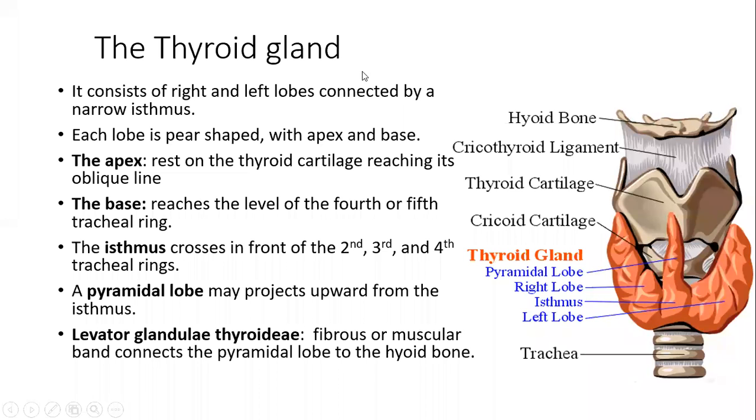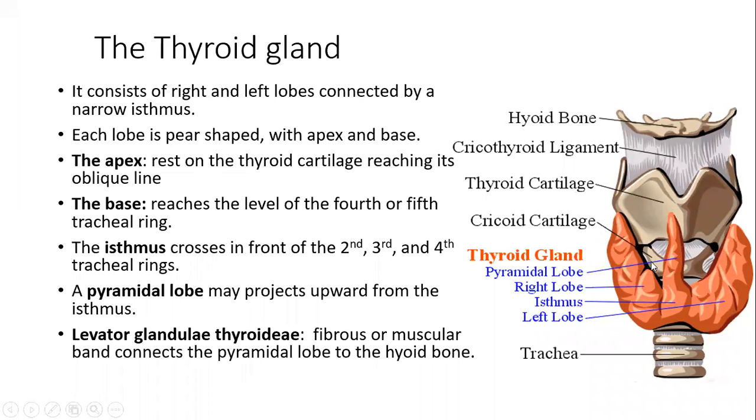Okay, so the thyroid gland, as you can see, is present in the neck in front of the larynx and in front of the tracheal rings, a butterfly shaped structure. It consists of the right and left lobes connected by a narrow isthmus. So it has two lobes, right and left, and they are connected together by a narrow structure called the isthmus.